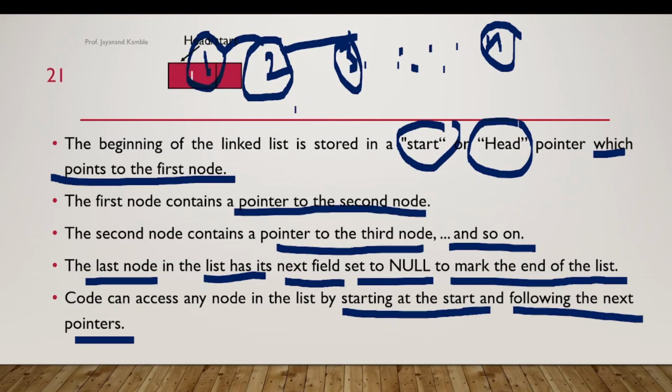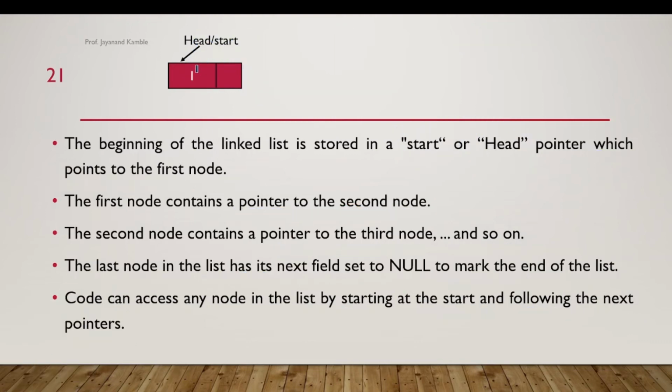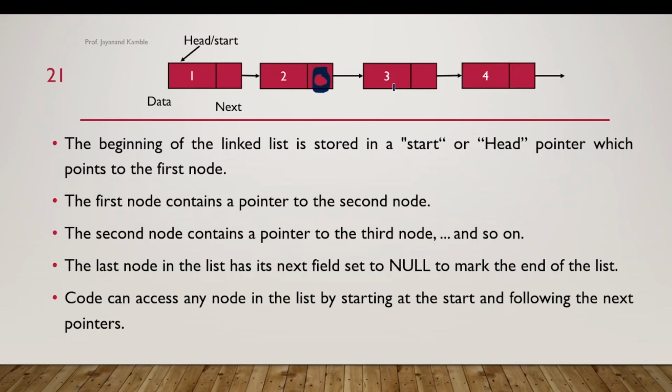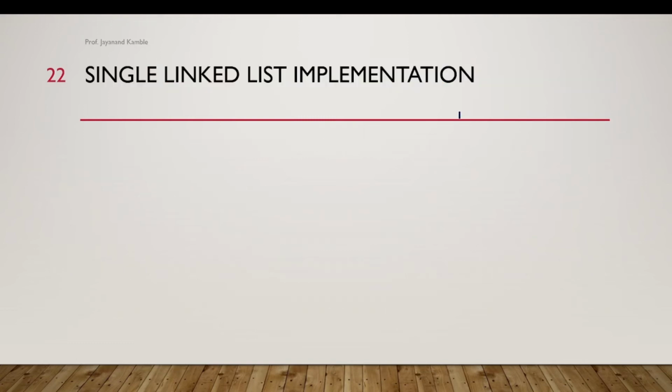Now here I am showing you a diagram. So this is the head or start node, this is the data part, this is the next pointer. The next pointer will contain the address of the second node, and then the next pointer of the second node will contain the address of the third node, and the last node's next pointer will contain the null value, and this is nothing but the end of the linked list. Is this clear to everyone?